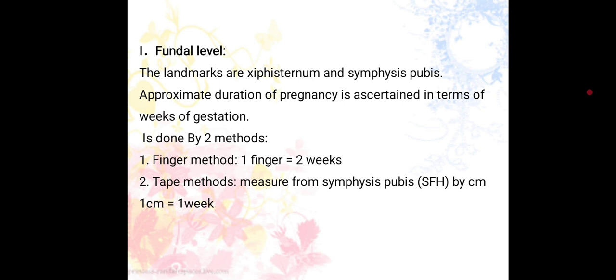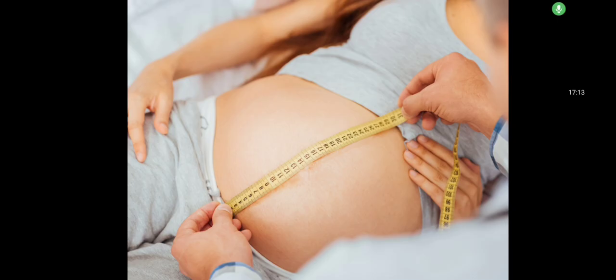It's done by two methods, either by the finger method or by the tape. In the finger method, each one finger equals 2 weeks. And by the tape method, which is called symphysis fundal height, measured in centimeters, each 1 centimeter equals 1 week. This is the tape method to measure symphysis fundal height in centimeters.